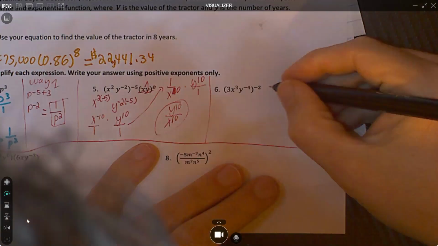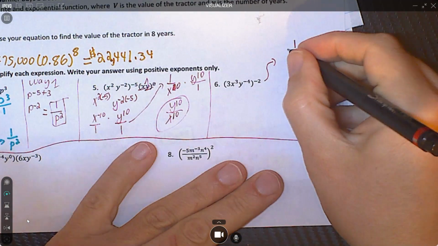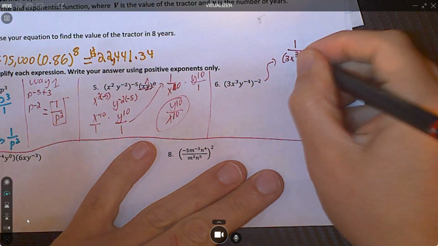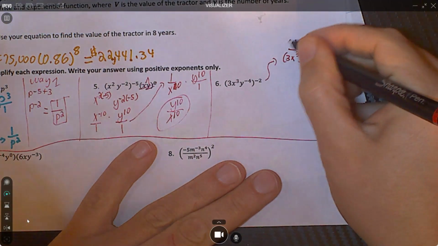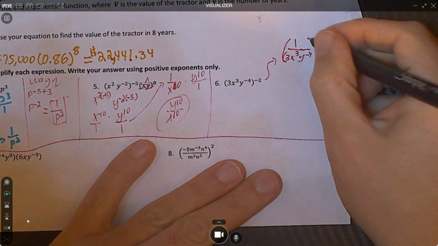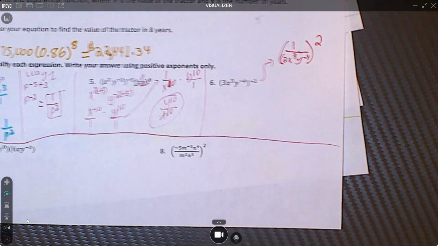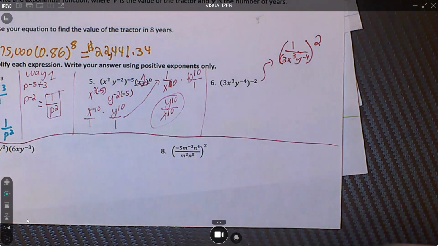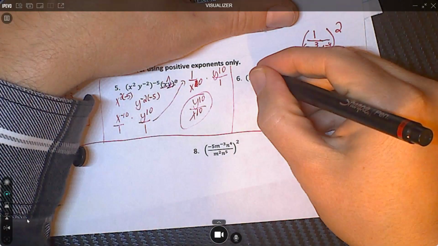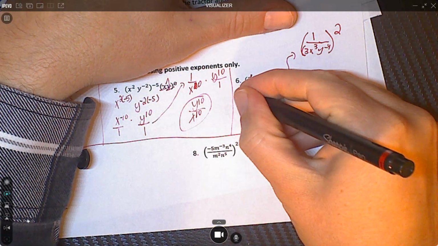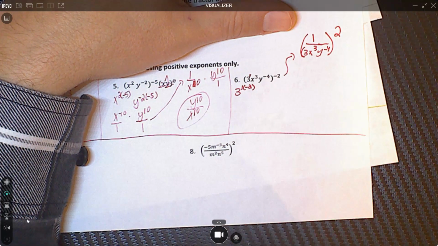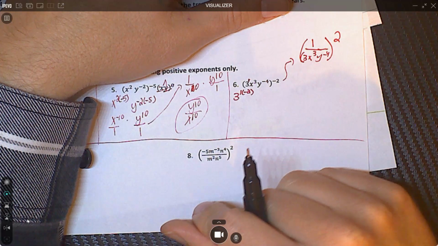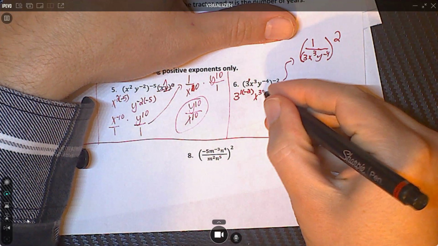I mean, I have seen some people do this. 1 over... I've seen some people do that. It's where they flip it upside down and then they square it. But me personally, I'm going to follow the power to a power rule, which is 3 to the 1 times negative 2. Because every non-zero number has an exponent of 1. Now we're doing 3 times negative 2.